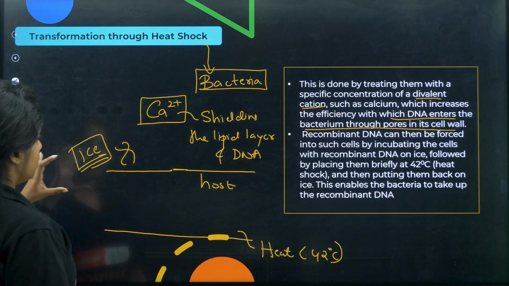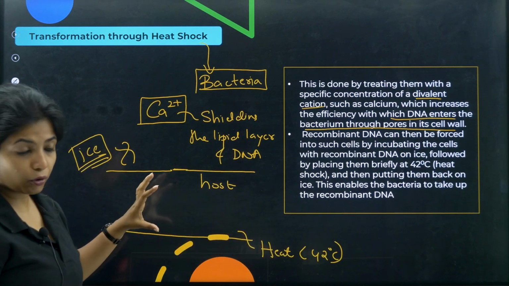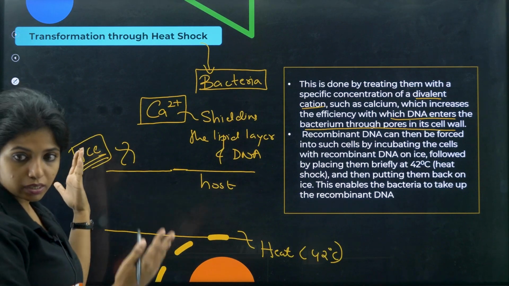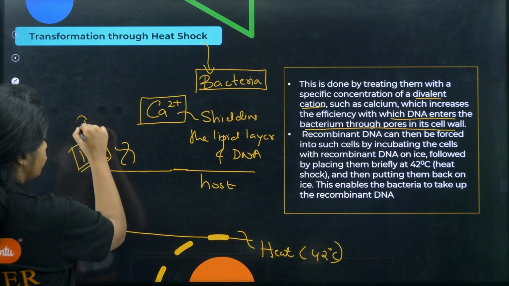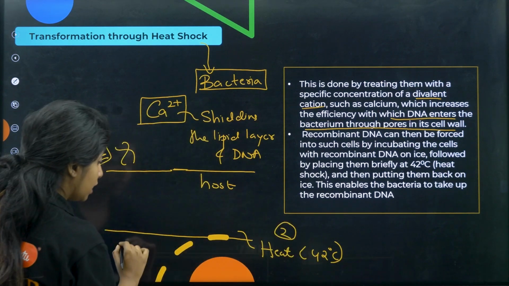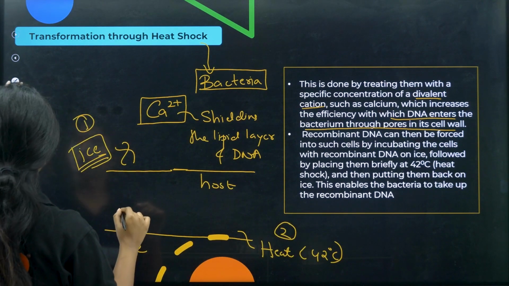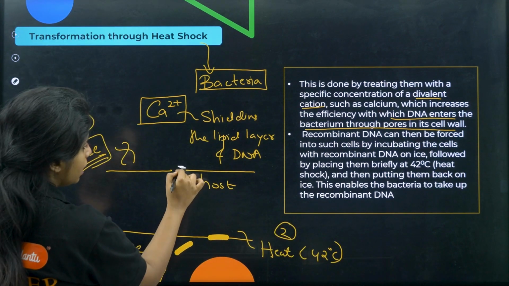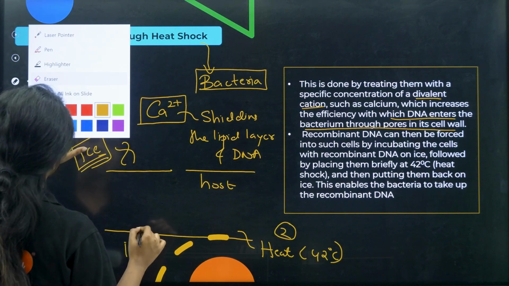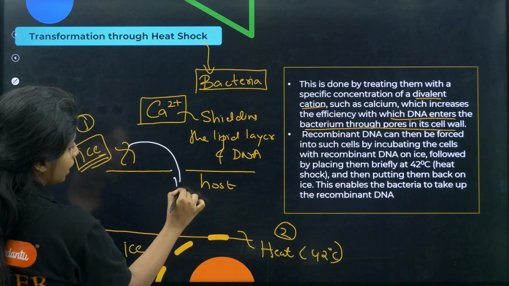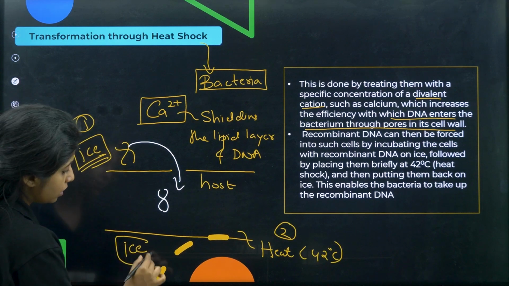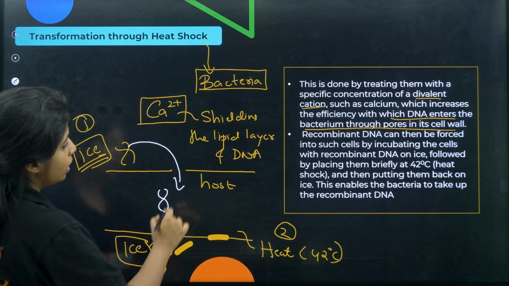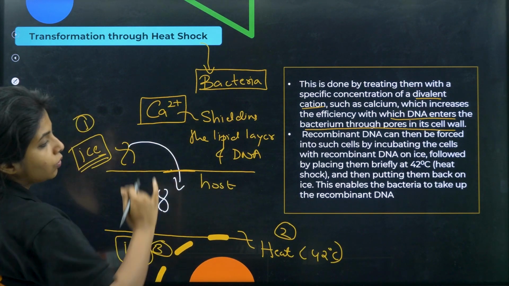Now what will happen? This creates a shock, because it was ice first, then heat at 42 degrees Celsius, then again I am putting it on ice. So this is first, this is second, and then again I put it on ice. When I am treating with heat, at that point so many pores are created which will take in this particular DNA. And when I treat it with ice again, the third time, what will happen? The pores will close, such that nothing will go out as well.